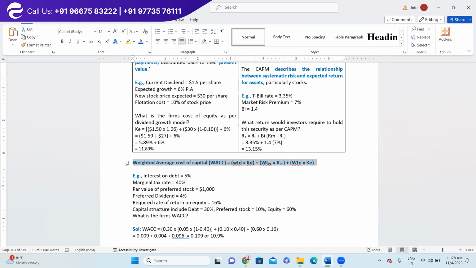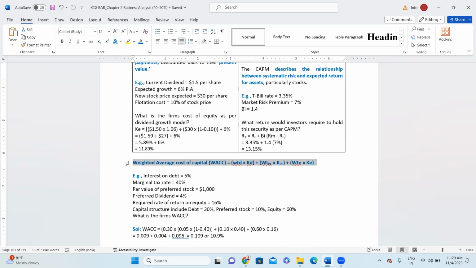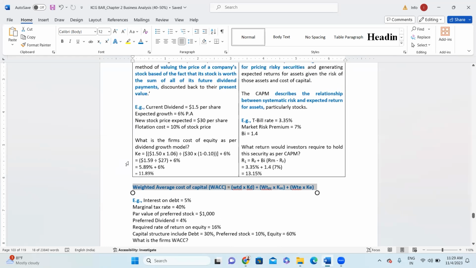So, let's do an example. In the example, they have given you interest on debt is 5%. Marginal tax rate is 40%. Par value of preferred stock is $1,000. Preferred dividend is 4%. Required rate of return on equity, that means cost of equity, is 16%. Capital structure includes 30% debt, 10% preferred stock, and 60% equity. So, what is the weighted average cost of capital?